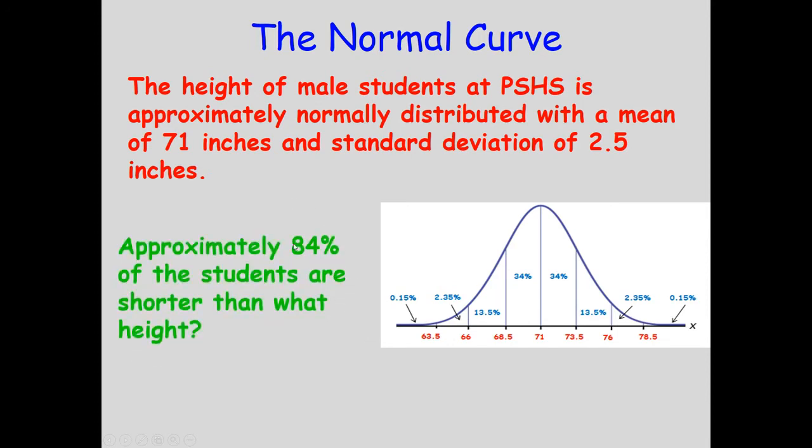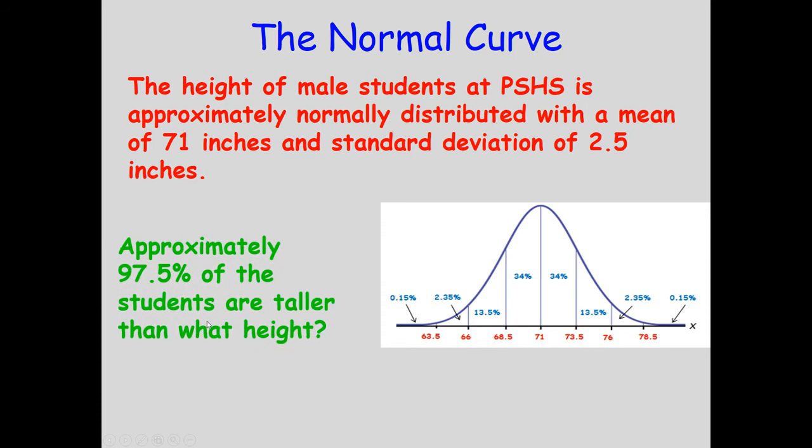Okay, and then we start getting into these percentile questions, which say approximately 84% of the students are shorter than what height? So we want to find a height such that 84% is below it. One way you could do this is you could just keep adding these numbers until you eventually get to 84%. Apparently it happens right here. So 0.15% plus 2.35% plus 13.5 plus 34 plus 34 adds up to be 84%. So 84% are less than 73.5.